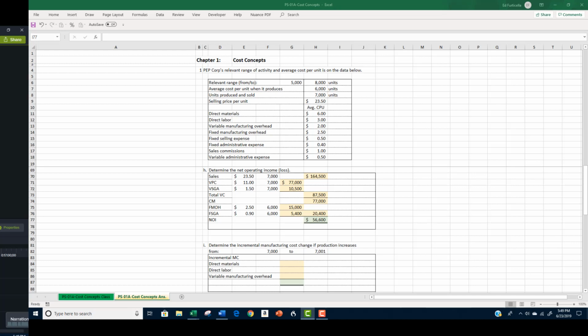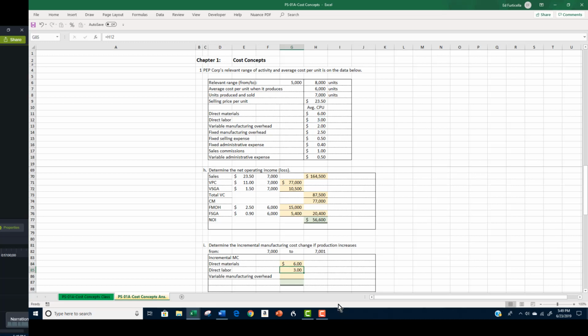Question I asks for the incremental change in manufacturing costs if production increases by 1 unit. That is, by producing 7,001 units instead of 7,000 units. The concept of incremental change refers to the additional costs incurred from producing an additional unit. The only data relevant to this problem is the total variable manufacturing cost per unit. Everything else is irrelevant. The answer is $11.